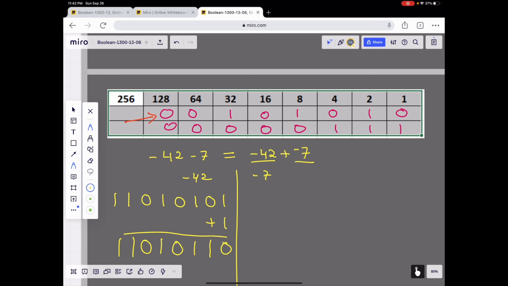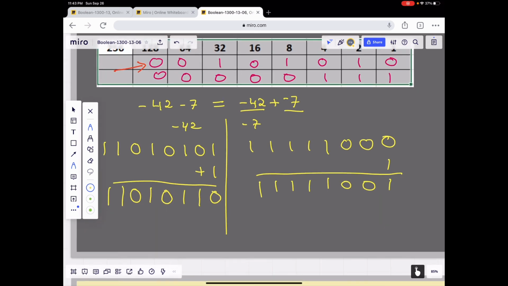Okay, for negative 7, you do two's complement and then you add 1. So I'm going to do 5 0s, flip them to 1, 1, 1, 1, 1. And then the 3 ones I flip to 0, 0, 0. And then I add 1. Okay, so 5 ones in here.